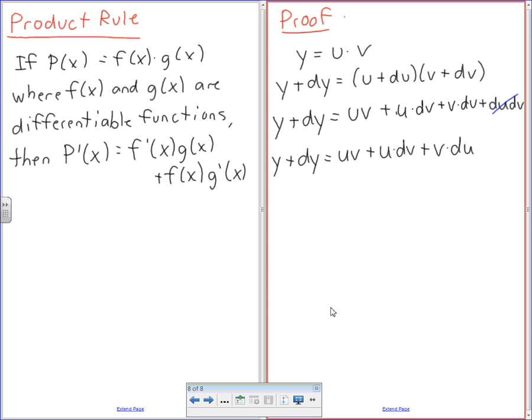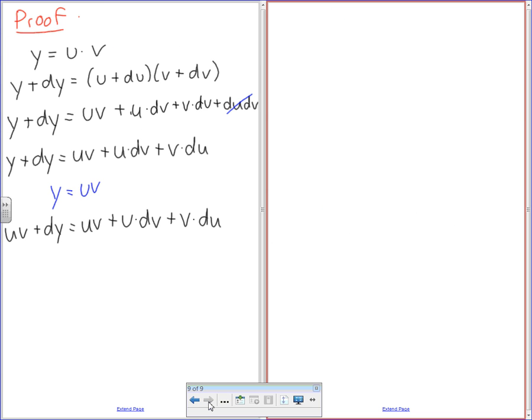All right, who wants to wave the magic wand at this point and fix this up? What do we do at this point? Not Michael, somebody else. Christina, go. So we set y equal to uv, lovely. So this is going to call this then uv plus dy equals uv plus u times dv plus v times du, which is going to be then dy. So we have dy equals now u dv plus v du.